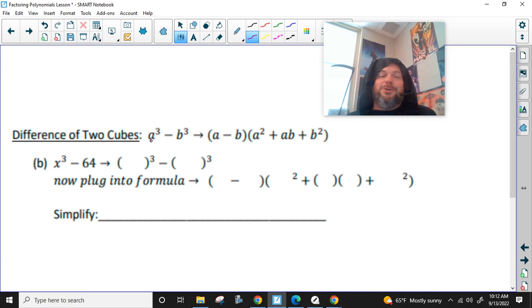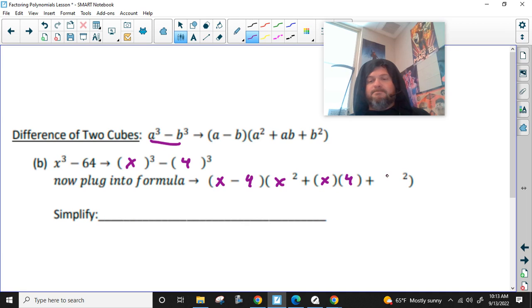The difference of two cubes, well, this is when we have something cubed minus something cubed, hence difference, and we plug it into this formula. Okay. So x to the third, well, that's going to be x. Now, what times itself 3 times is 64? 4. We know cube roots. Awesome. So then we just, again, plug it into the formula. And then we clean it up.